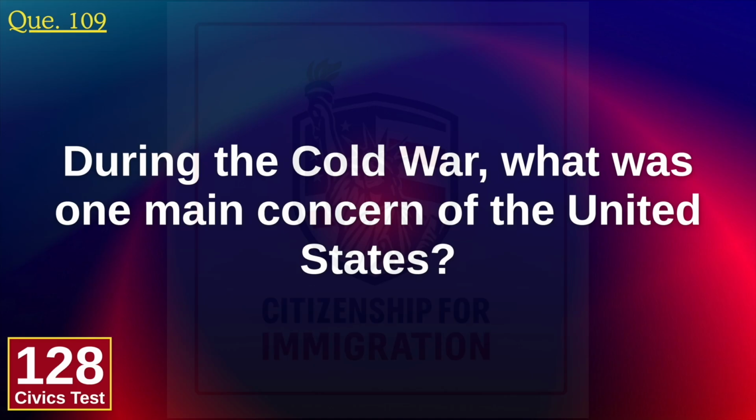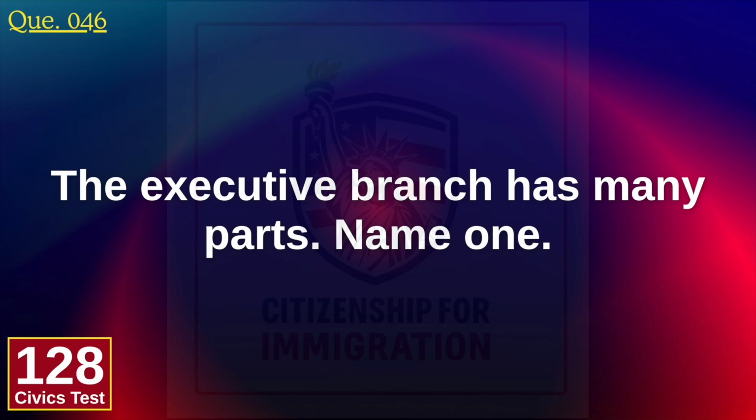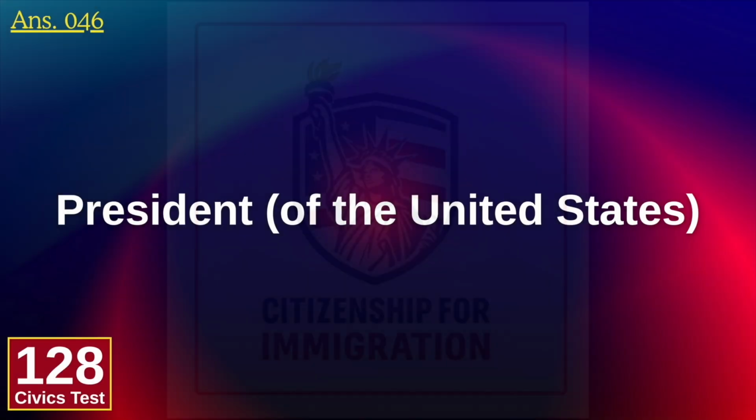During the Cold War, what was one main concern of the United States? Communism. The executive branch has many parts. Name one. President of the United States.